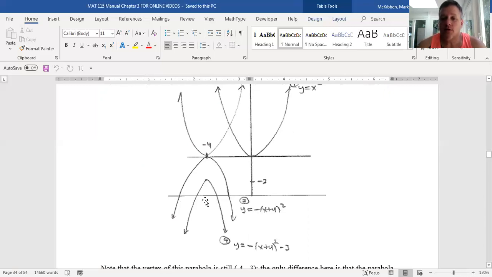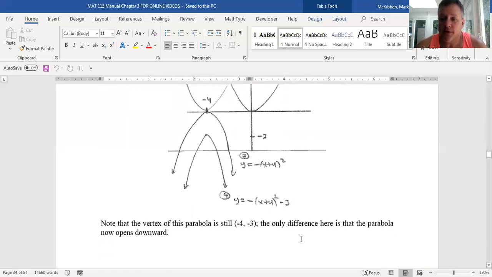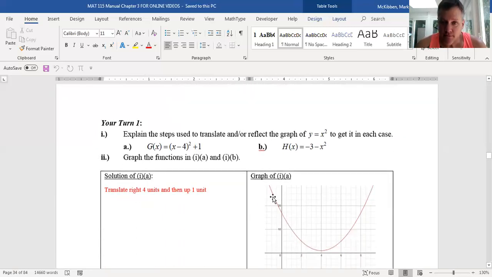Okay. Notice here the same axis of symmetry works, right? Because I haven't moved the parabola left or right from -4. And so the vertex is still (-4, -3), but now the range is going to go from -3 down to -infinity, right? Because I'm opening downward. All right.